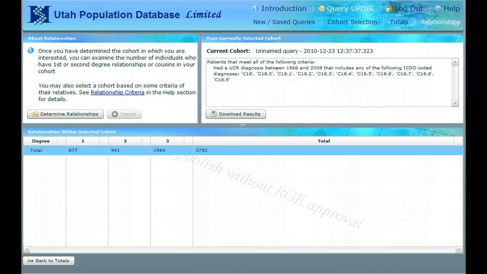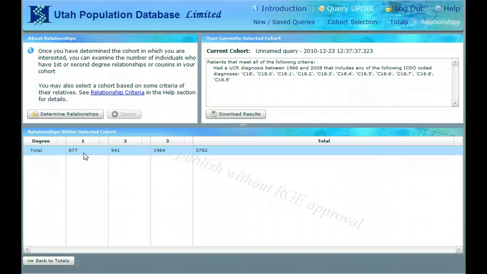Returning to the About Relationships page, the Query tool reports 877 first-degree relationships. If we could take a closer look at 2 of these relationships, we might see that the Query tool is counting Mr. Smith and his son, and then Mr. Smith again and his daughter. So 2 relationships, but 3 people. Also, these 3 people would all have to be included in the cohort to be counted.